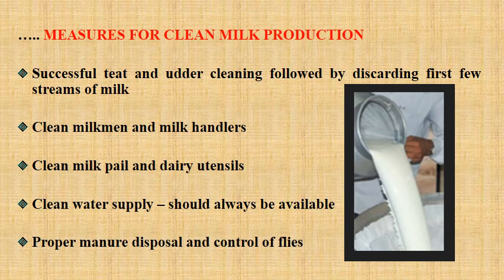So in continuation of measures for clean milk production, we are discussing the environment and other parts. Successful teat and udder cleaning, followed by discarding the first few streams of milk. So this is about the cow. The cow udder should be properly washed, sometimes with antiseptic water, and after that it has to be dried with a towel, and then only milking should start.